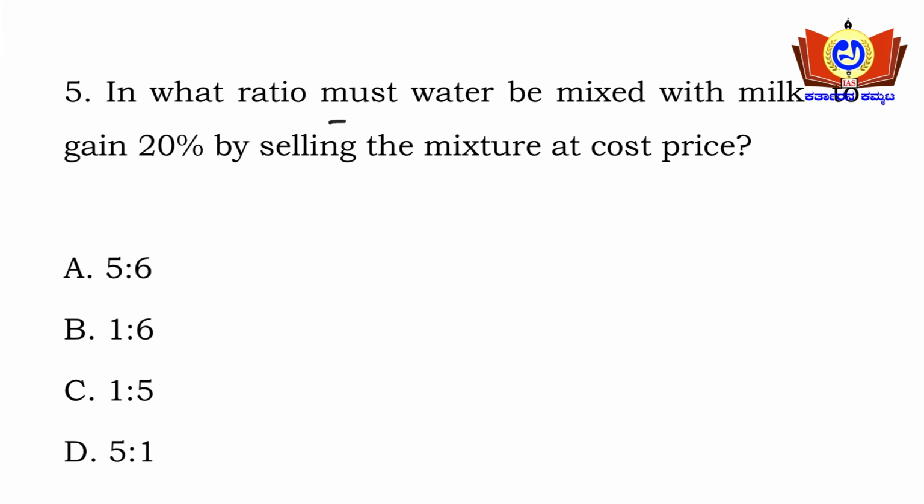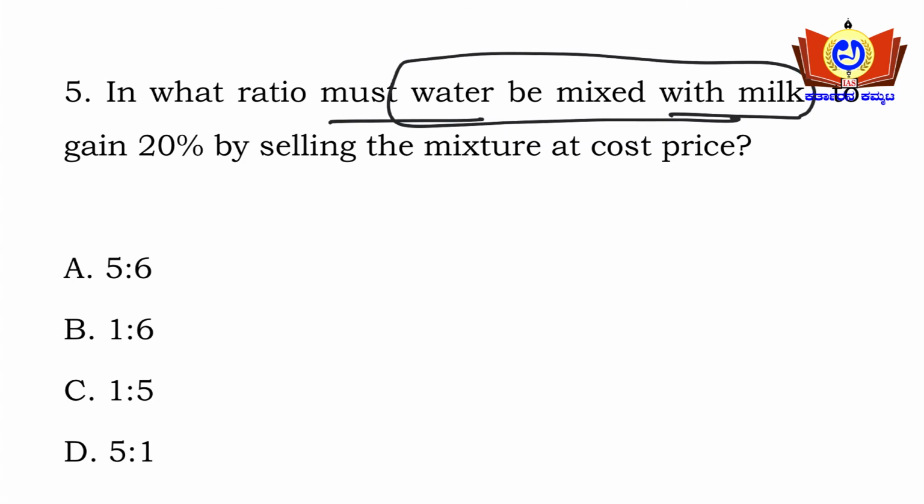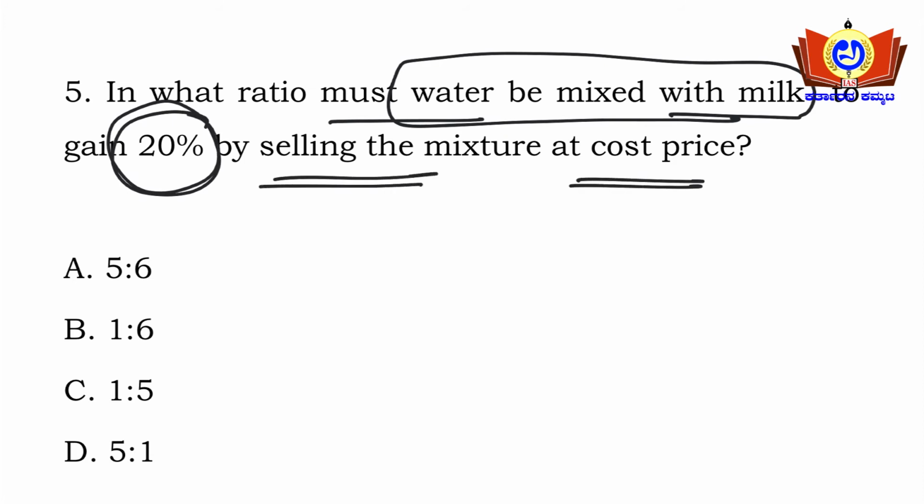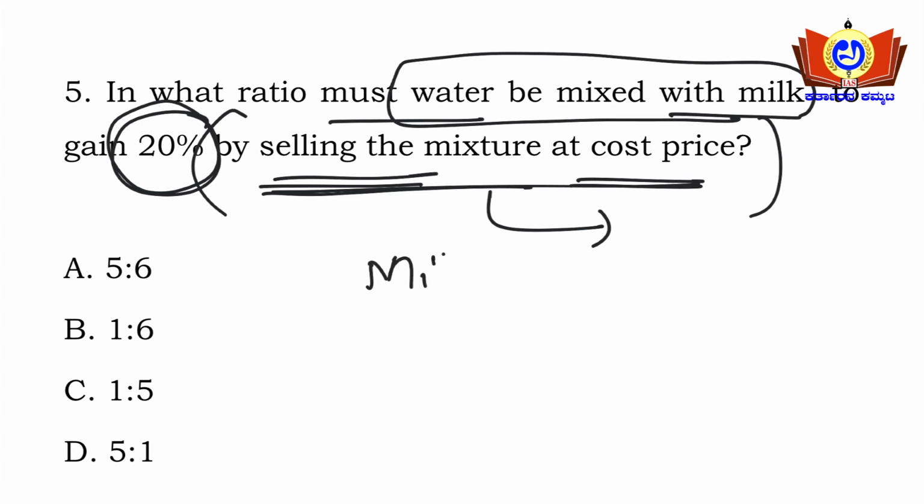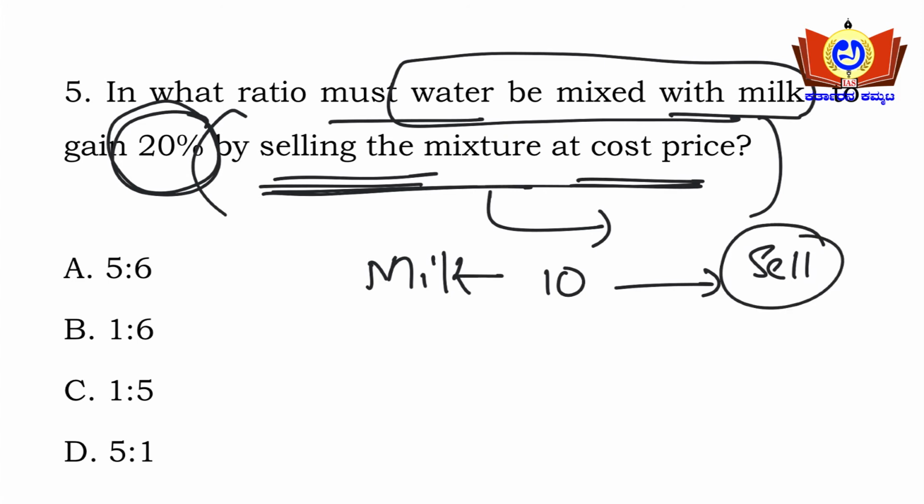In what ratio must water be mixed with milk? They are telling that water should be mixed with milk. That ratio you need to find out to gain 20% by selling the mixture at cost price. See, this particular statement you need to understand: selling the mixture at cost price. If the milk costs 10 rupees for the vendor, he needs to sell that milk.